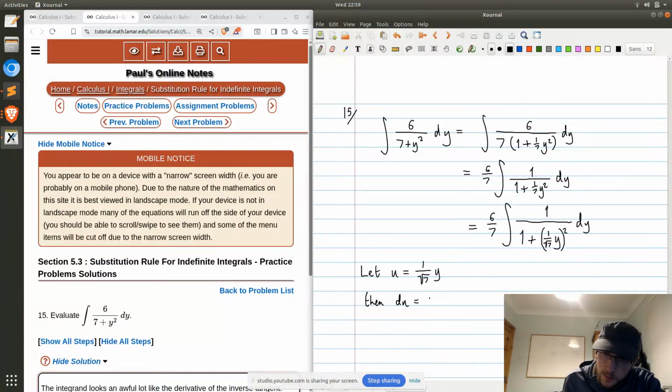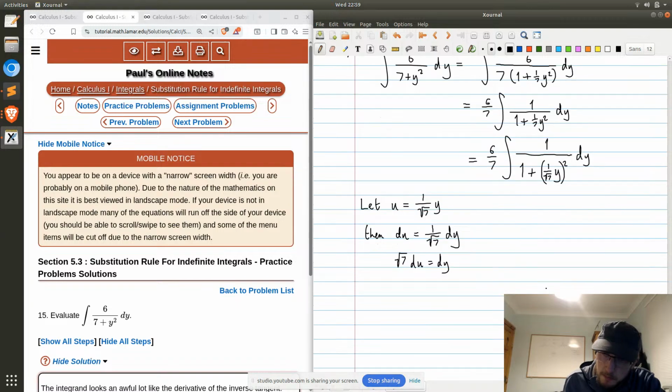Du, well, is that, like that. So the integral now becomes 6 over 7, root 7 on top, please. Integral 1 over 1 plus u squared du, like that.